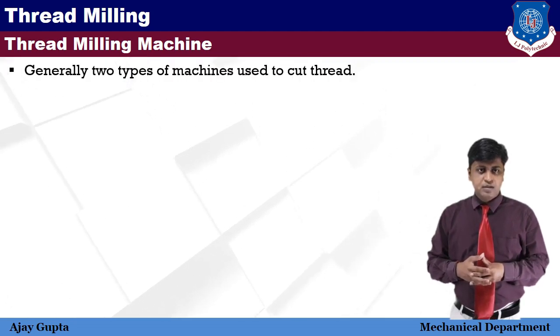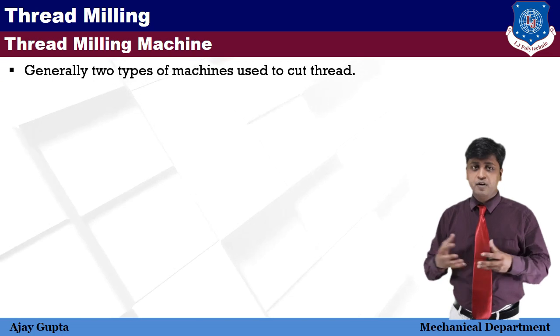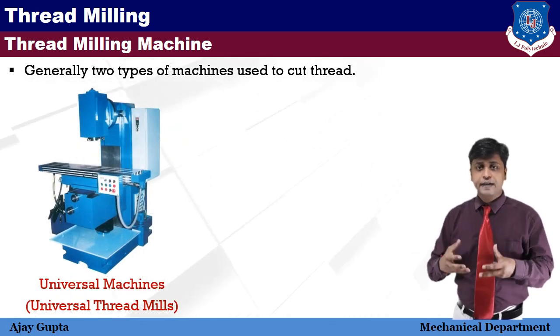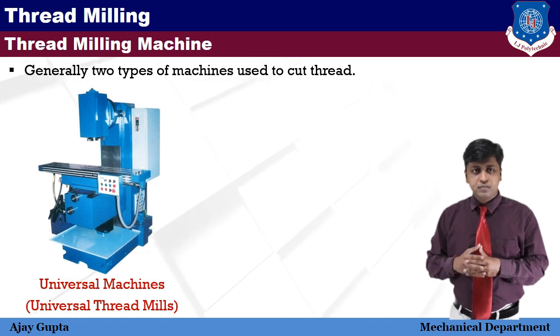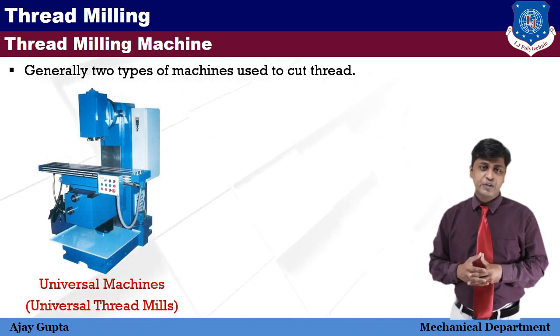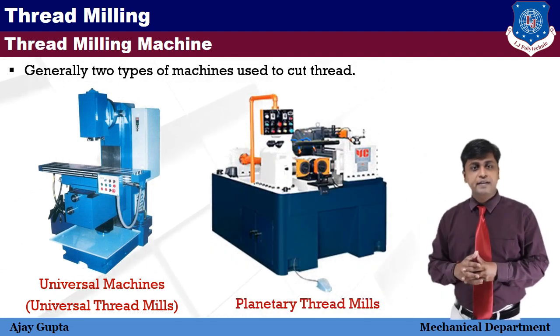Generally, there are two types of machine used to cut the thread. The first one is the universal machine, or you can also say universal thread mill. This is a conventional machine. It uses single or multi-form thread cutters. Then the second one is the planetary thread mill.